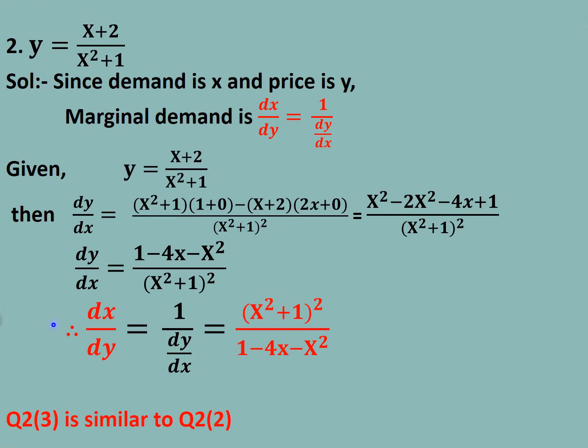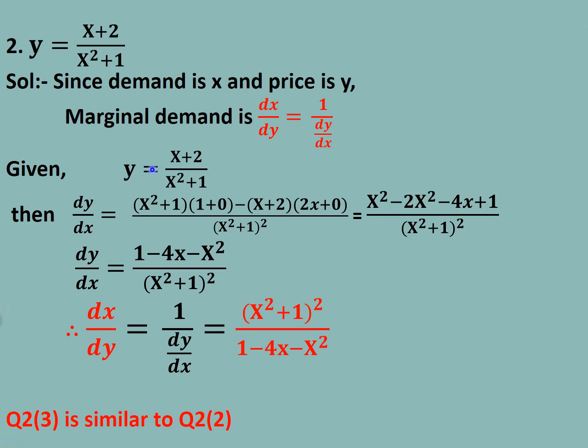Second one, function is given as y is equal to x plus 2 divided by x square plus 1, that is the quotient form. Now, since we will again repeat the same thing, marginal demand is given by dx upon dy is equal to 1 upon dy by dx. That means we have to find the derivative of y with respect to x and then take the reciprocal. Then it will be given as dx by dy.